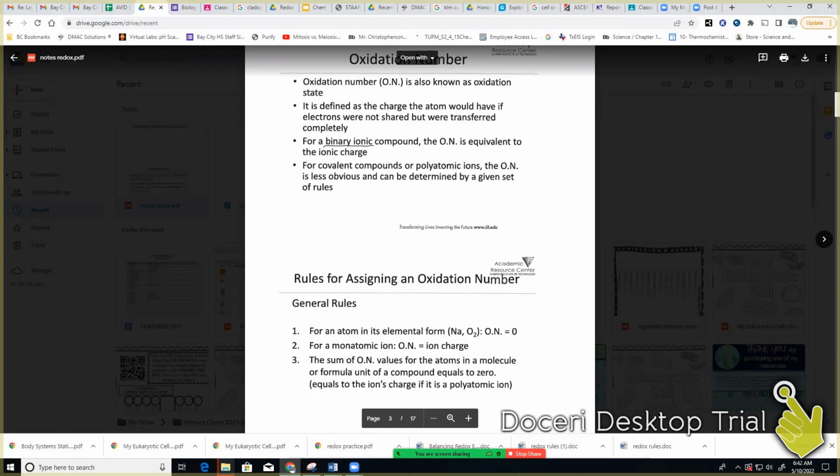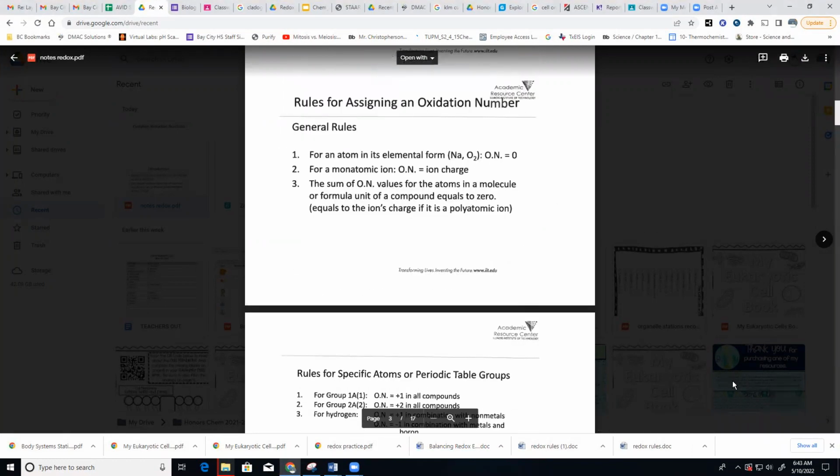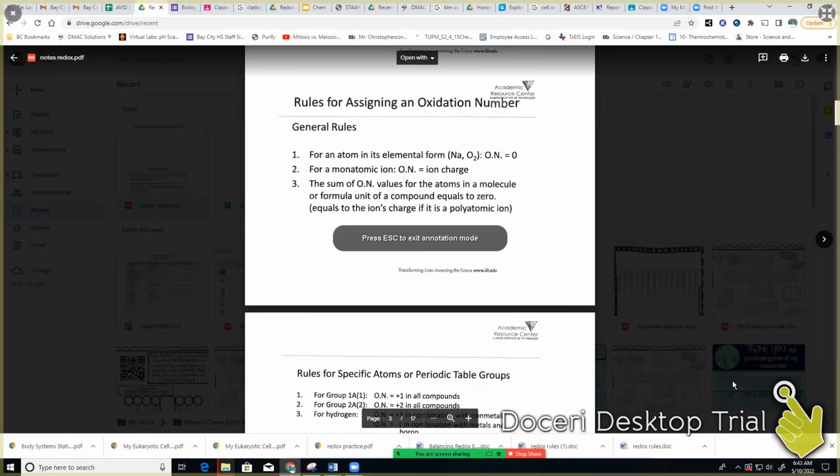You had to do a little bit of work, and it's going to be determined by a set of rules that we're going to look at, and that you will always have on a quiz or on a test. You just need to know how to apply them. So we have some big general rules for oxidation numbers.